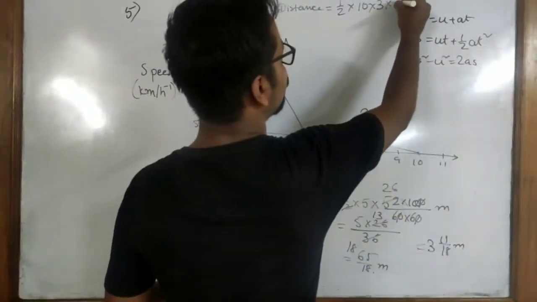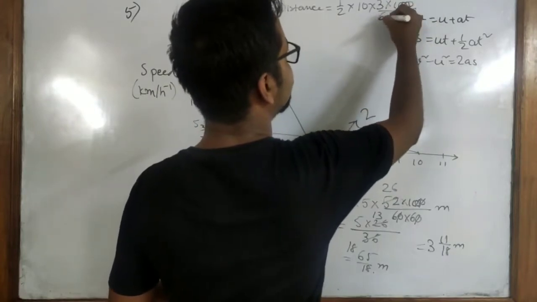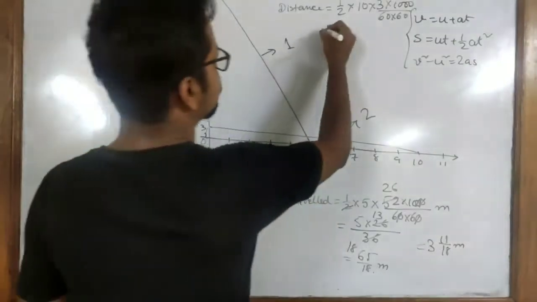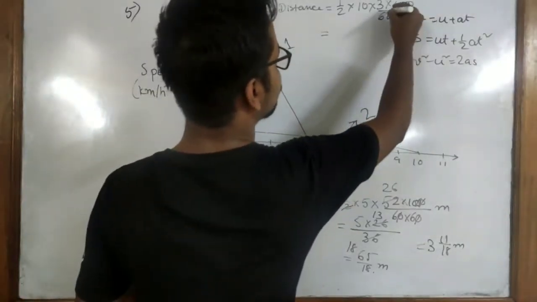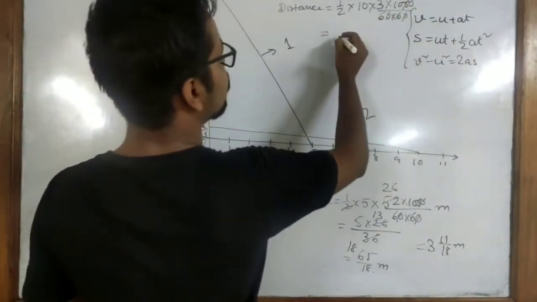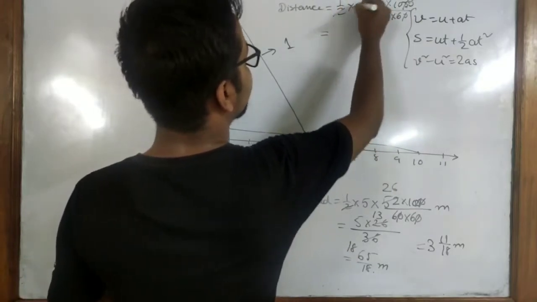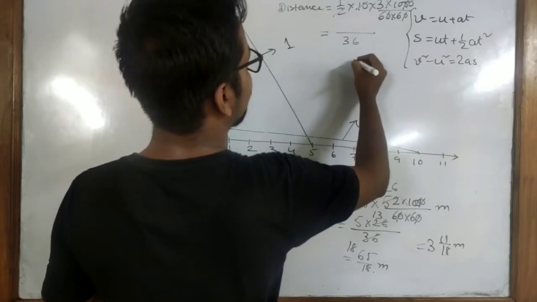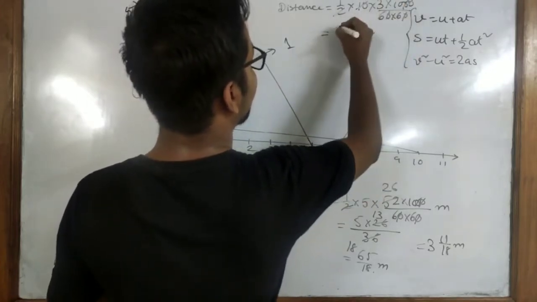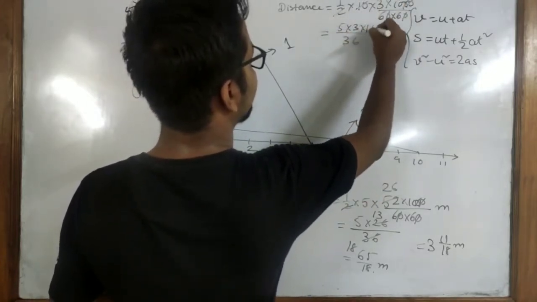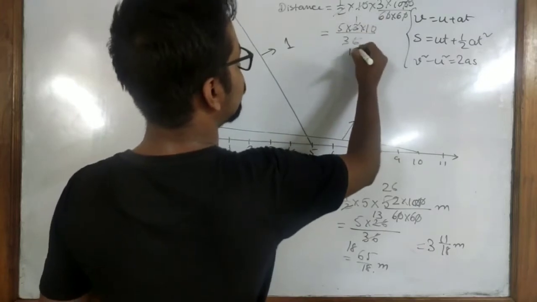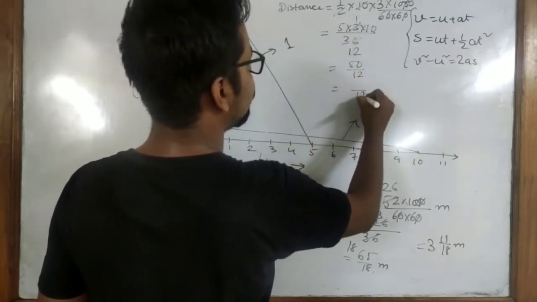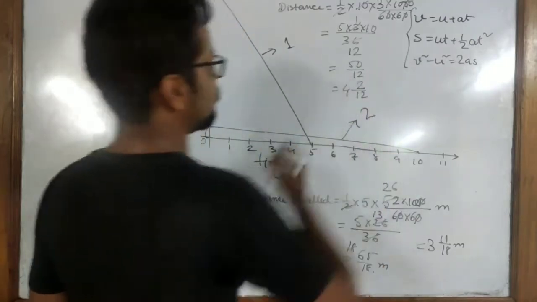So it is going to be 3 into 1000 by 60 into 60. So what is going to be the answer? 0, 0 will cancel out. 2 here, we get 5 here. At the bottom we have 36. And at the top we have 15. I mean 5 into 3 into 10. So it is 50 by 12. So it means 12, 4 and 2.